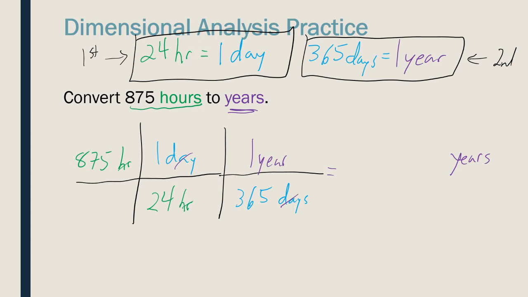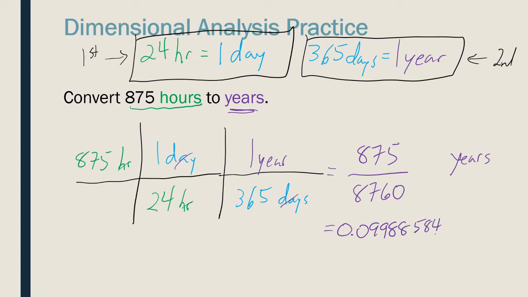So now we multiply the tops, and the top in this case is just 875 times 1 times 1. So that's 875. And then we multiply 24 times 365, and 24 times 365 is 8,760. Now we divide those numbers. We multiply across the top, multiply across the bottoms, and then divide. When you divide those two, you get on your calculator a whole lot of numbers.